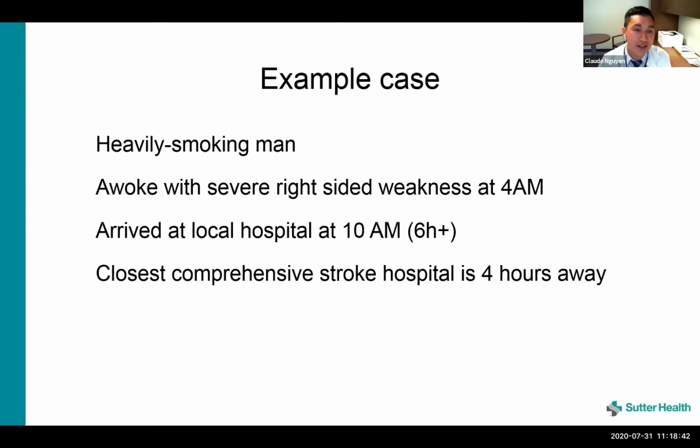Okay, so this is another hypothetical case. Let's say we have a gentleman who's a very heavy smoker, and he woke up at 4 in the morning with right-sided weakness. And then he arrives at his local hospital at 10 o'clock in the morning. So that's within 6 hours. So he might still be a candidate for that medication that we talked about. But the closest comprehensive stroke hospital is still 4 hours away. And so what do we do in this situation?